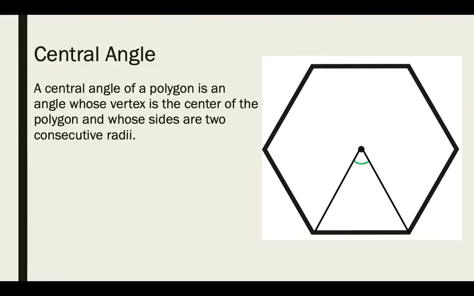We also have another term, a central angle. When we have a regular polygon, we can draw the different radii of the shape. If we draw two that are next to each other and measure this angle right here, that's a central angle. Here we have a hexagon, so we'd have 6 central angles. We'd have one here, one there, one there, one there, one there, and one there. So central angle: 2 consecutive radii connected together, measure the angle between them.